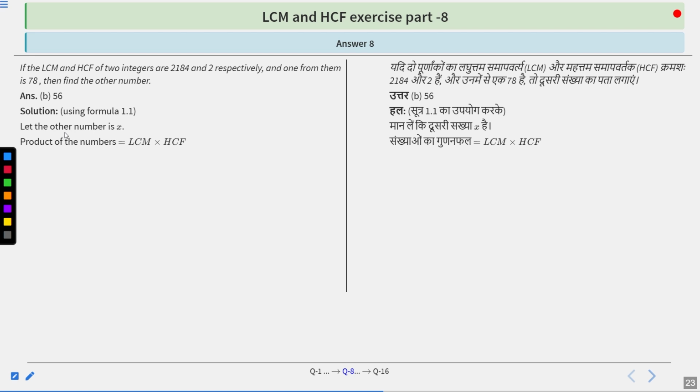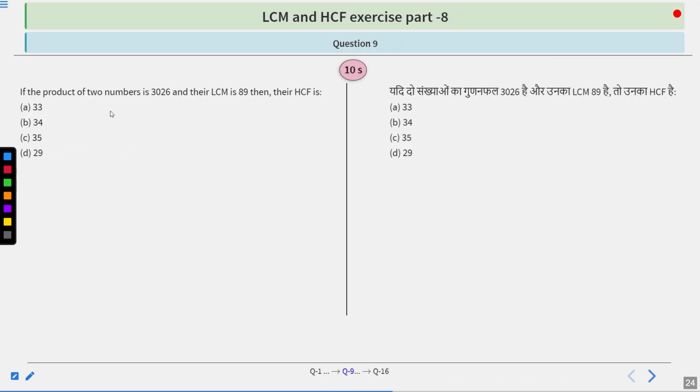Now, let the other number be X. And we know that according to formula 1.1, the product of numbers is equal to LCM into HCF. So 78 was the number given already in the question, and X is the other number that we have assumed. So 78 into X is equal to LCM 2,184 into HCF 2. So from here, the value of X is 2,184 into 2 upon 78. That is 56 is the value of X. So option number B was the correct answer.